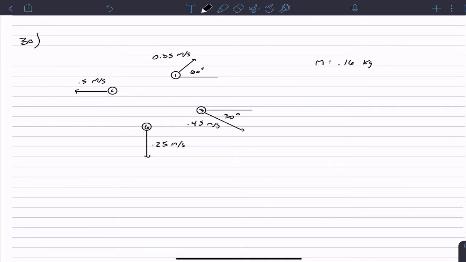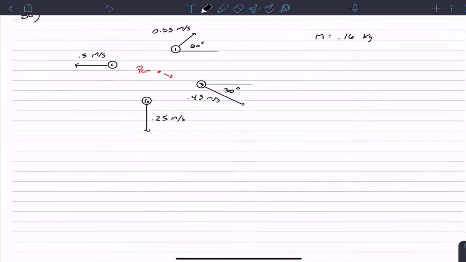We are asked to find the total momentum after the collision. So it's going to look something like this, right? So we have the 4 balls going in almost opposite directions. So it's probably going to be a pretty small number. Okay, but let's figure it out.